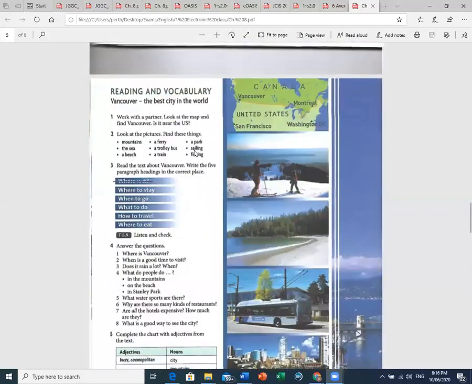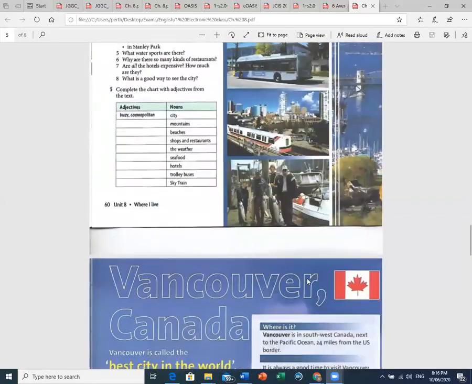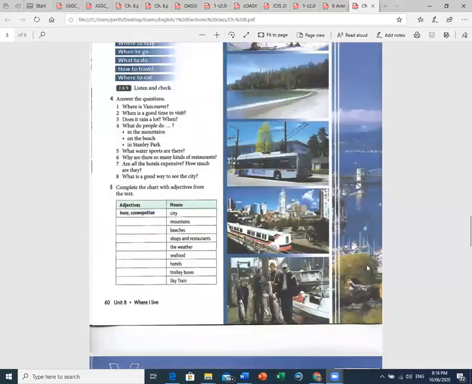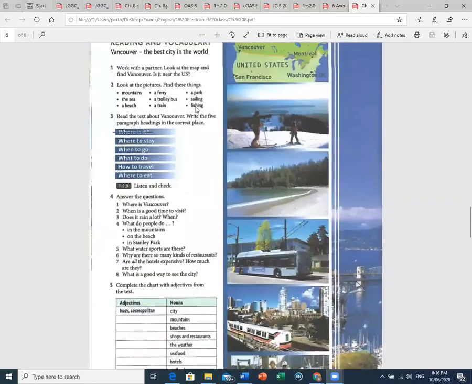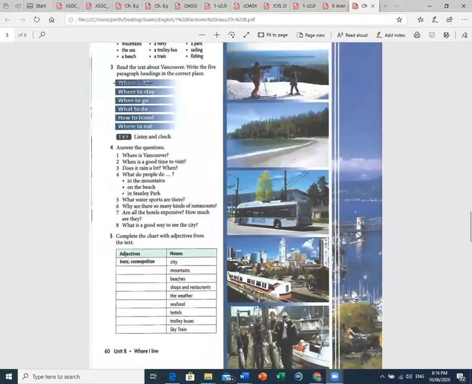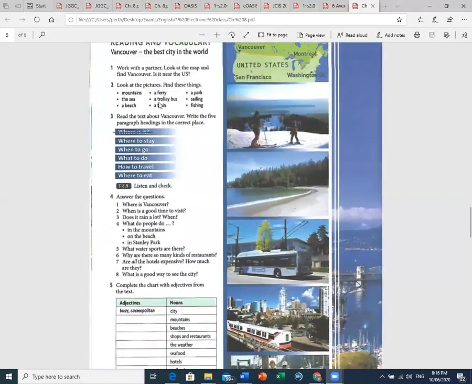And sailing. This is the sailing. And fishing. Here in this picture we can see the fishing activities.